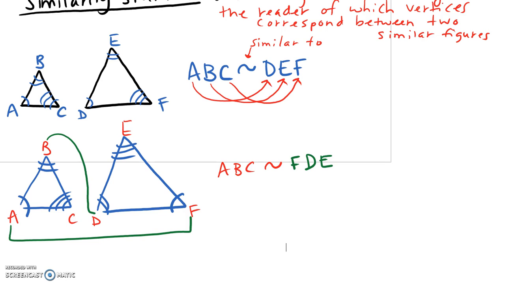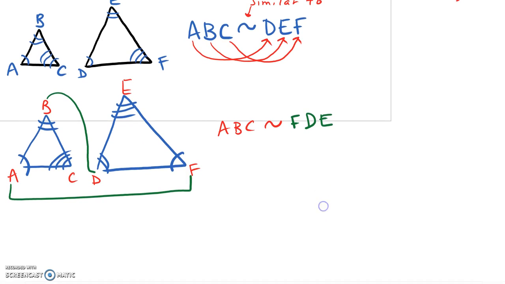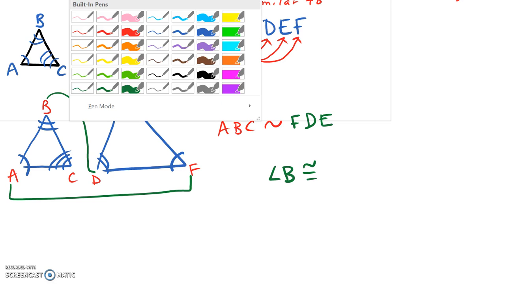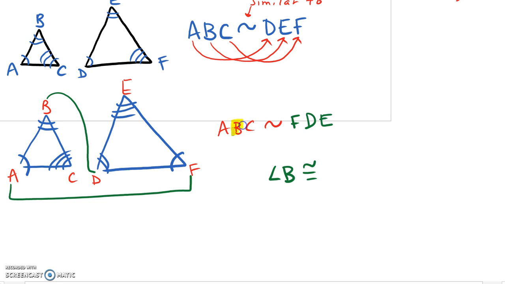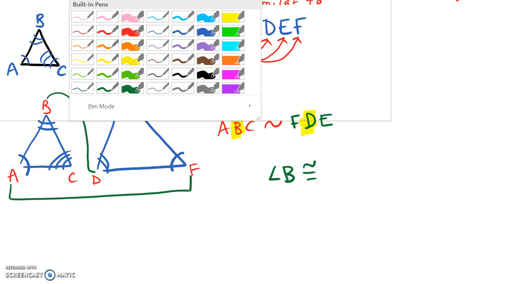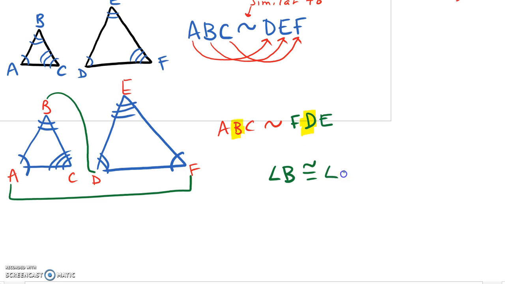So why do we want a really good similarity statement? Because it makes things really easy. So if I asked you what angle B was the same as, even if I didn't have a picture, I know that B is the second letter on the one side, so it has to go with the one that's the second letter on the other side. The similarity ratio pretty much tells us our answer.